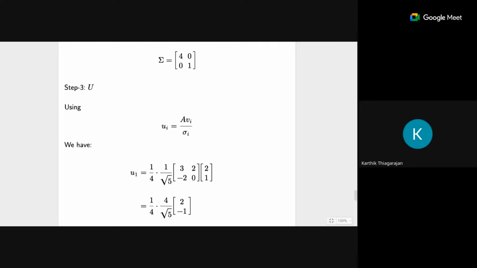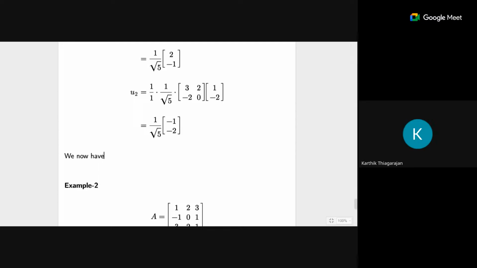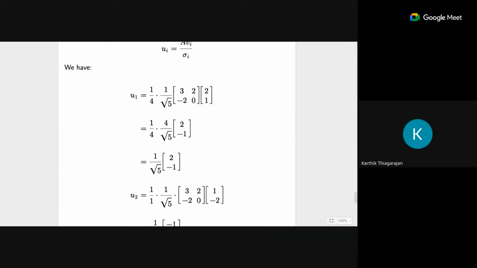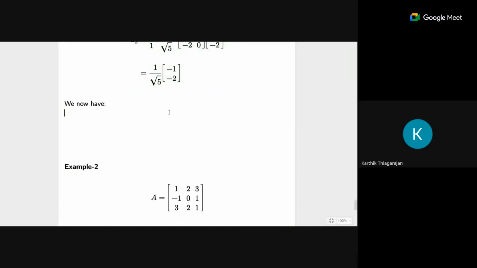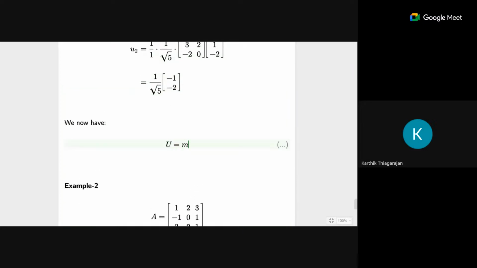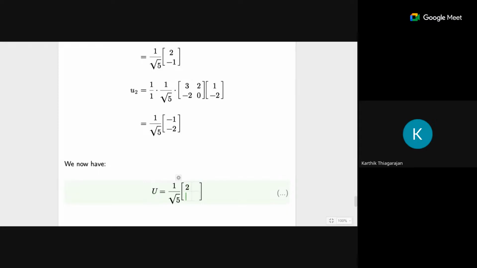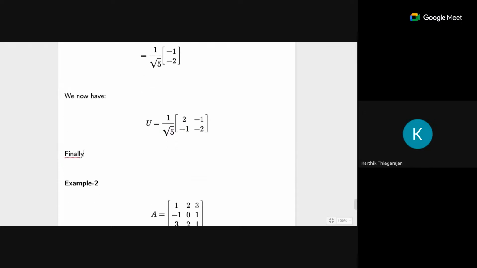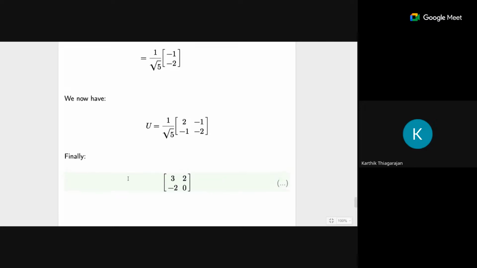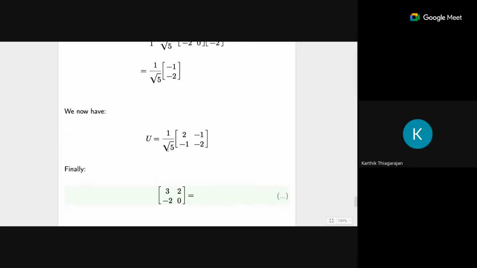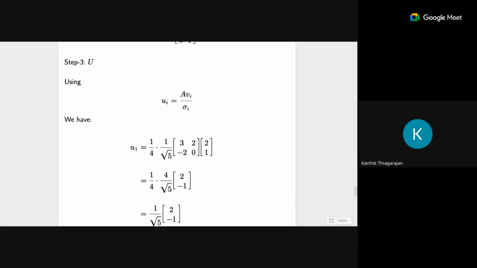So that is step 3. Okay, that's all. So we now have A. We didn't construct U, so first we'll construct U. U is nothing but again 1 by root 5, I'll put it outside, 2 minus 1 and 1 2. Finally, this was A, 3 minus 3 2. A equals U sigma and V transpose, right?